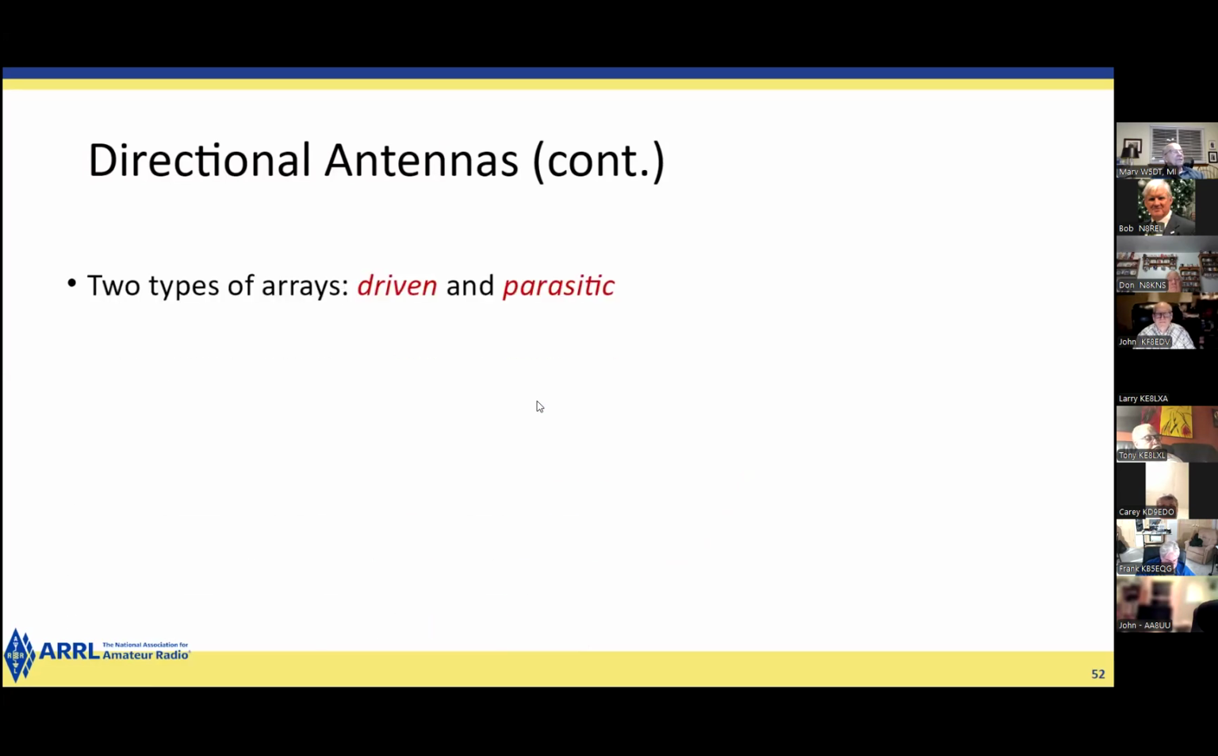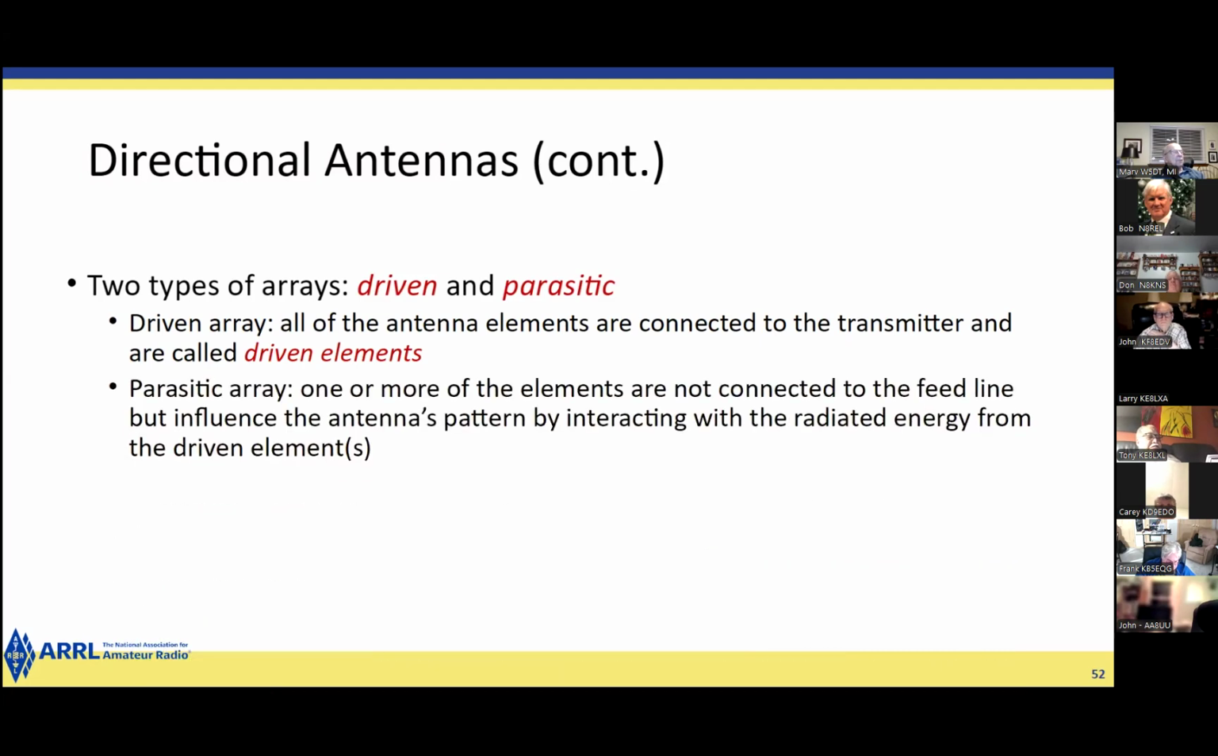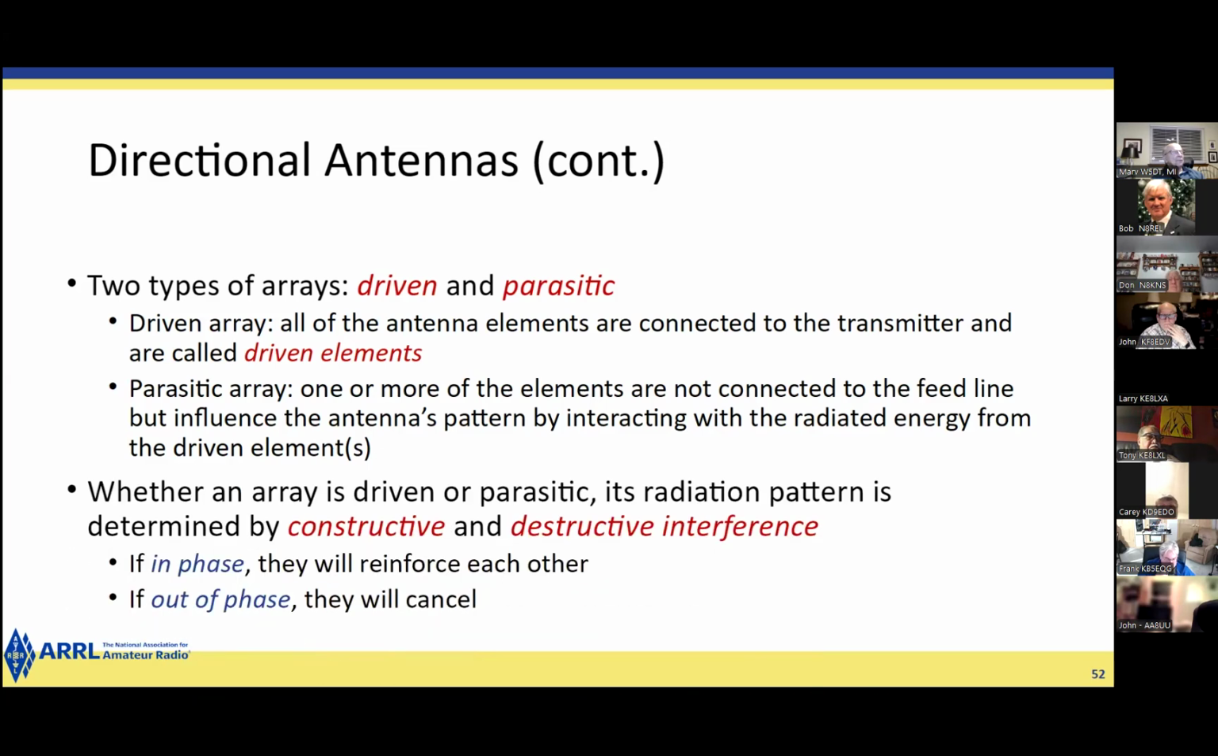There are two types of arrays, driven and parasitic. In the driven array, all of the elements are connected to the transmitter and are called driven elements. In the parasitic array, one or more of the elements are not connected to the feed line, but influence the antenna's pattern by interacting with the radiated energy from the driven elements. Whether an array is driven or parasitic, its radiation pattern is determined by constructive and destructive interference. If in phase, they will reinforce each other. If out of phase, they will cancel.